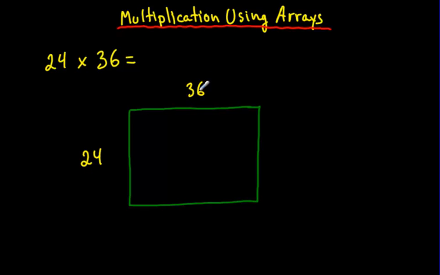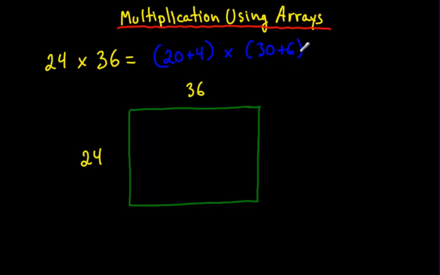And when we're looking at this question, 24 times 36, we also know that 24 is the same as saying 20 plus 4, times 30 plus 6. And we're just breaking it down into its place value components. So 24 is made up of a 20 and a 4, and 36 is made up of a 30 and a 6.